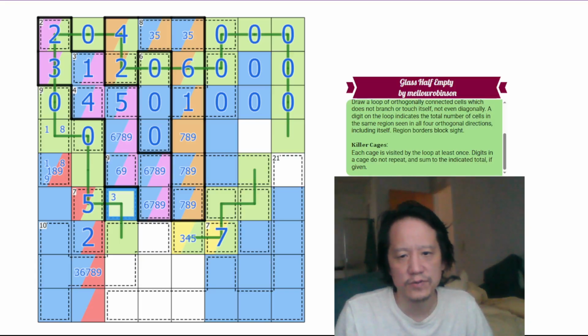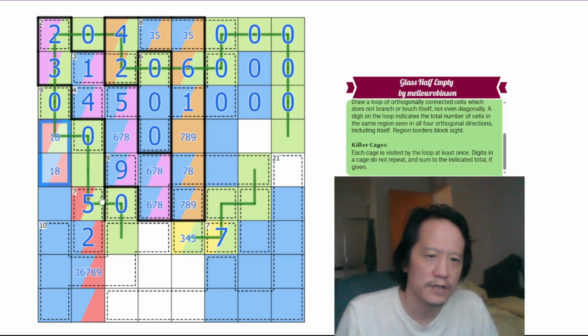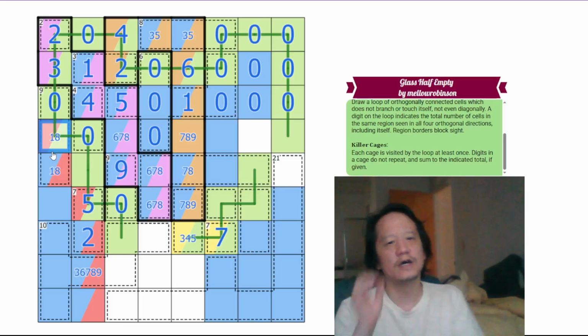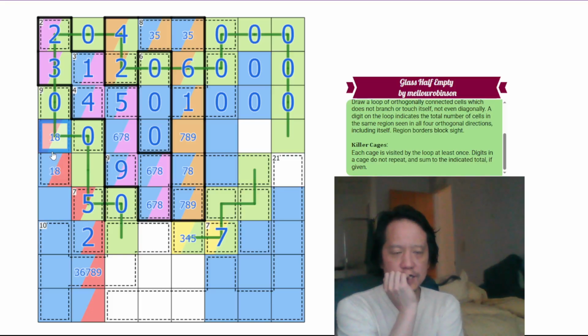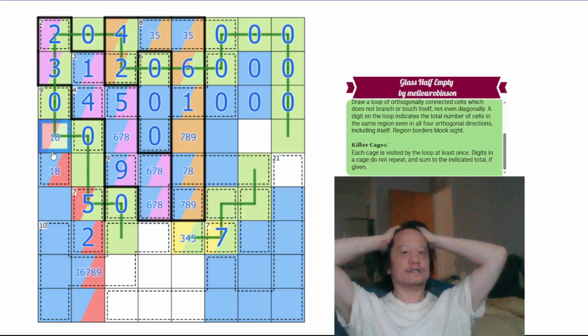So this is a 0, which forces this to be 9. So that limits 9 in the rest of the region and row. So this can't be 9. This must be a 1-8 pair, which means this is red. So this is 1 or 8. Wait. It's on the loop. How can it see 8 cells? It can't. Dang it.